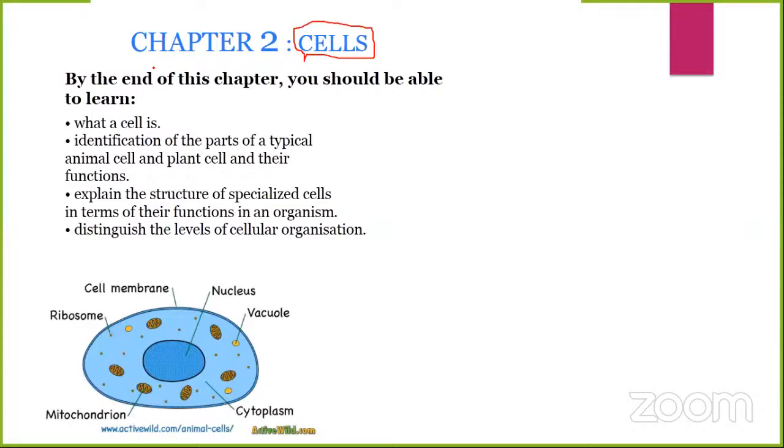And so chapter 2 under the new curriculum book says that by the end of this chapter, you must know what a cell is. You must be able to identify different parts of a typical animal and plant cell. Last time we looked at a typical animal cell, but in today's lesson, we are going to look at the typical plant cell. And then we shall also have to explain the structure of specialized cells, but not in this lesson, as well as different levels of cellular organization. So for now, the main effort is going to be looking at the different parts of a plant cell.